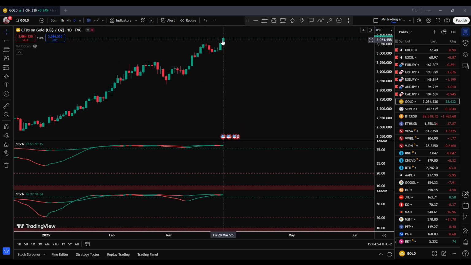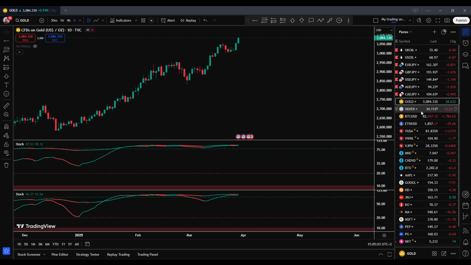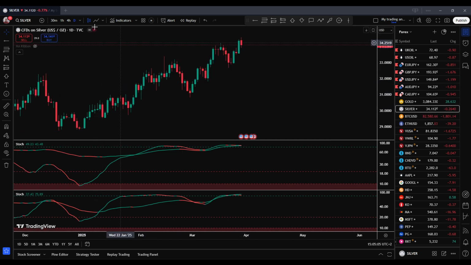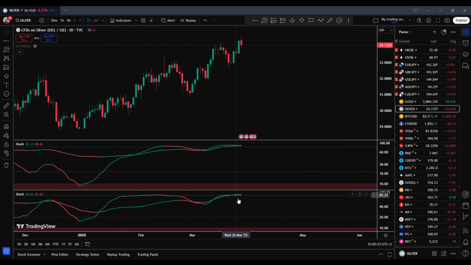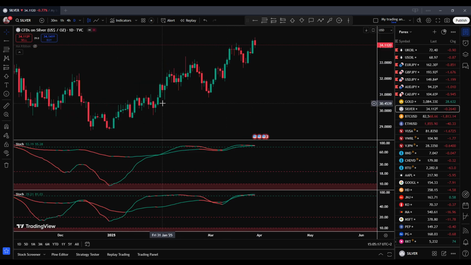Same story from the daily, waiting for reversals. Silver, similar to gold, price is overbought on the 4-hour, on the daily, again overbought.